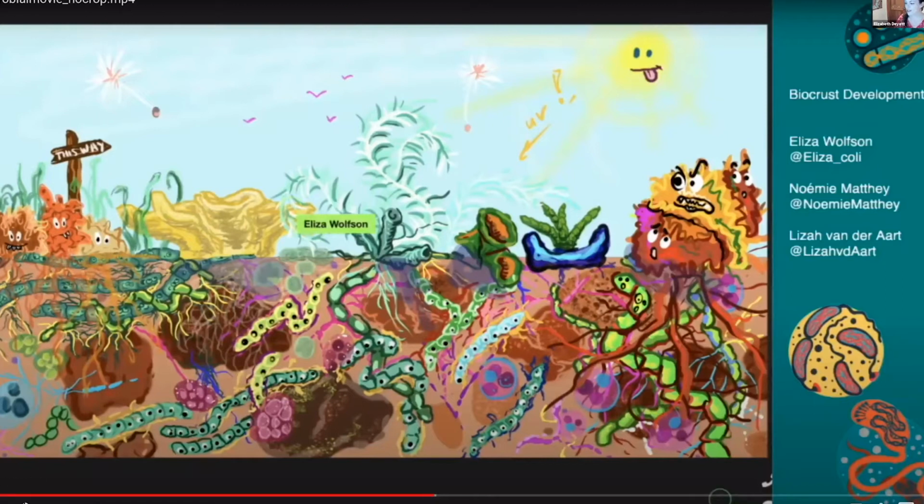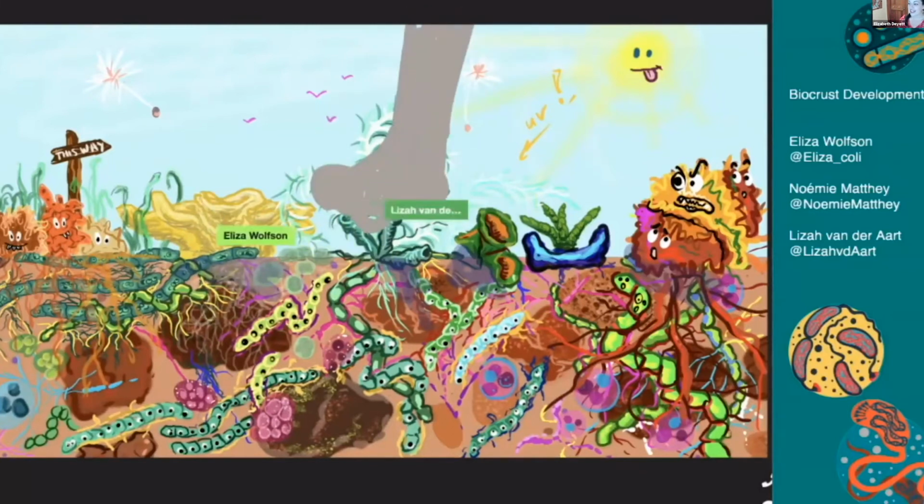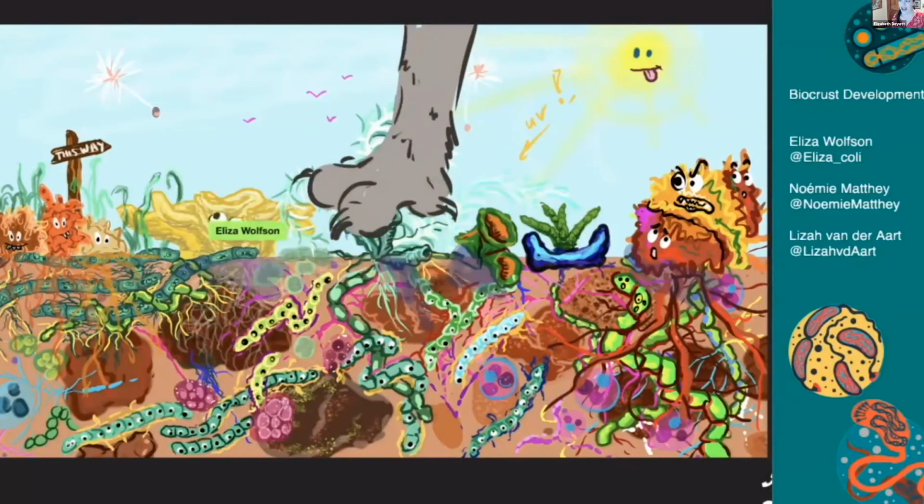Little hiccup. No worries. Yeah, so biocrusts are extremely fragile. We talked a little bit about how fragile lichens can be, which is a huge component of these biocrusts. But look at how beautiful they are. And it doesn't take much to destroy all of this beauty. And one way that this can happen is through trampling or grazing of wildlife.